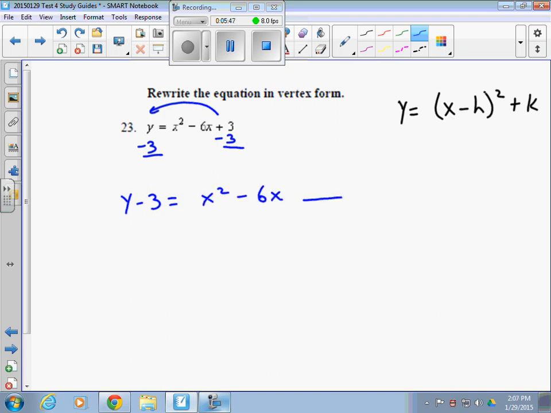We need a new value of c. We need to complete the square. Take your b value, 6. It's negative, but it's not going to make a difference when we square it. Take 6 and divide it by 2 and you get 3. When you square that, you're going to get 9.